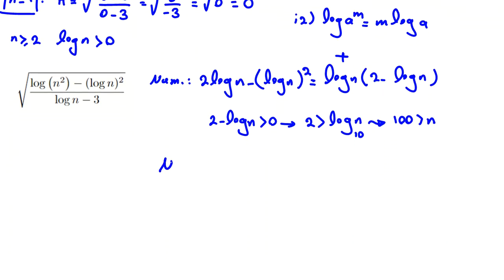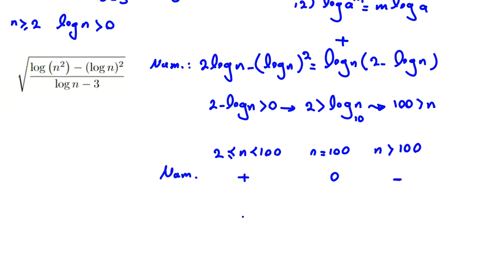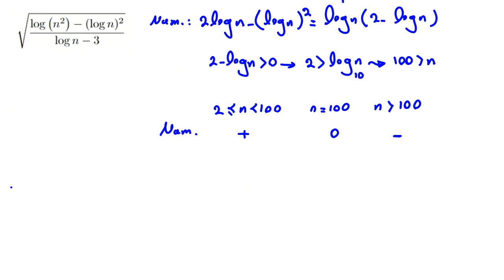So the numerator is positive if n is less than 100, and otherwise, if n equals 100, it will be 0. If n is greater than 100, it will be negative. Okay, that was the numerator.